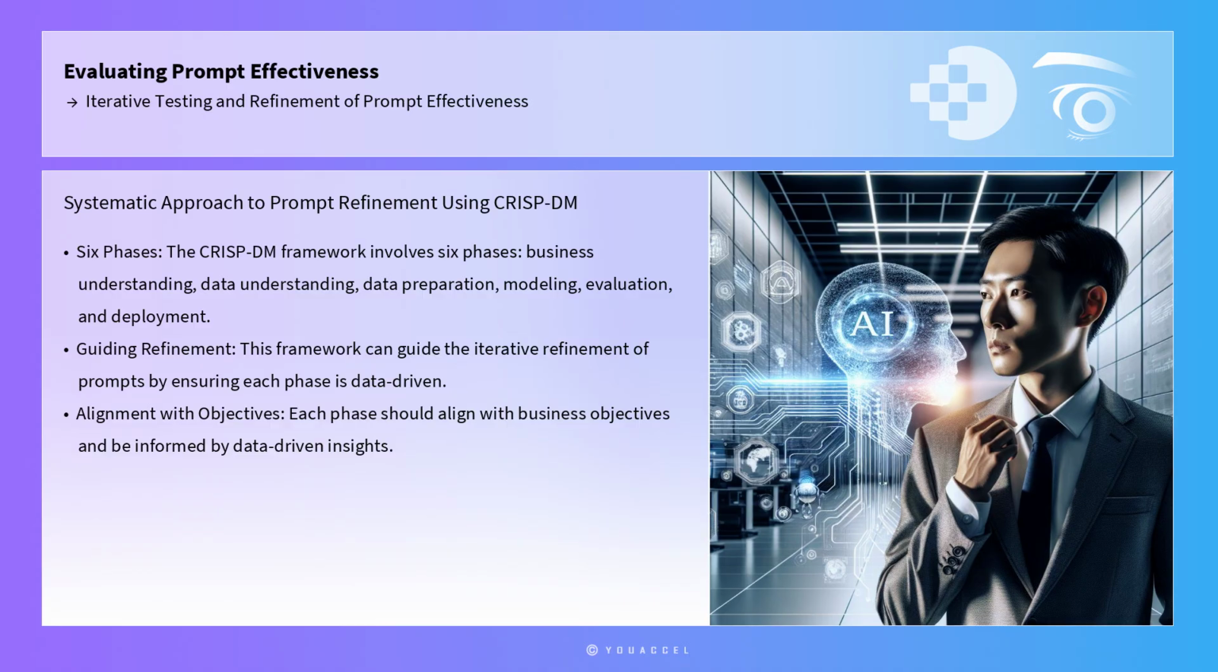To systematically approach prompt refinement, professionals can adopt the CRISP-DM framework. This structured approach involves 6 phases: business understanding, data preparation, modeling, evaluation, and deployment. In the context of prompt engineering, this framework can guide the iterative refinement of prompts by ensuring that each phase is informed by data-driven insights and aligns with business objectives.